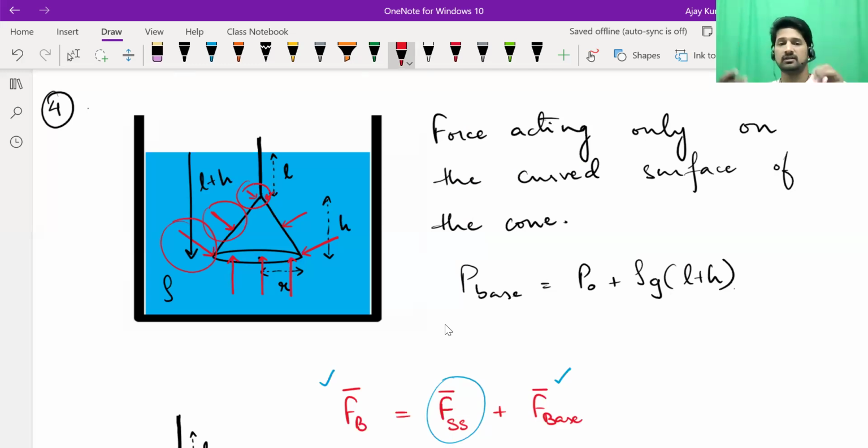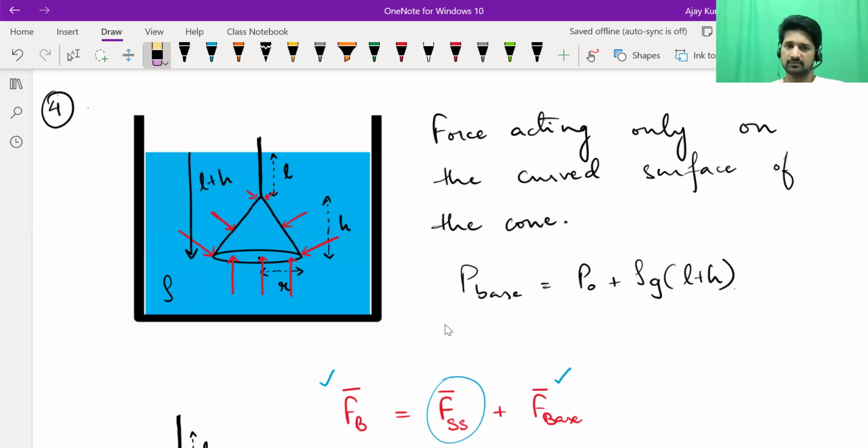And the surface is also curved. That makes it even more difficult. You have to take the area of an element, take the component of that force in the downward direction. That becomes very tedious. So we have to think of an easier way to solve this problem. Using pressure and calculating force on the slant surface is out of the question.